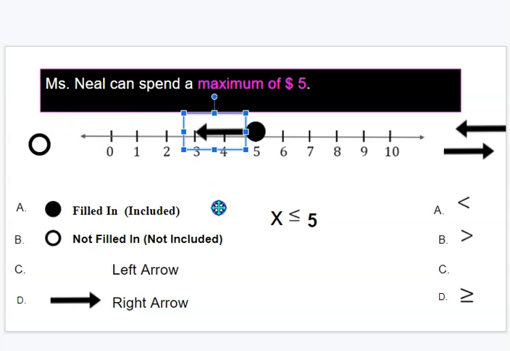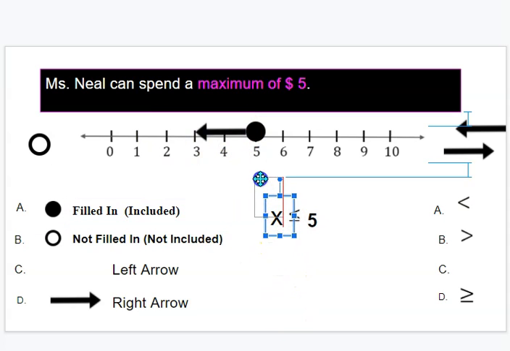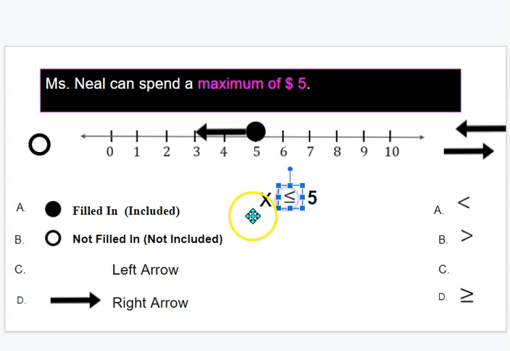Now I have the arrow because in money I can talk about the in-between parts. A maximum of $5 would be X is less than or equal to 5. This would be the inequality statement. A maximum of $5.